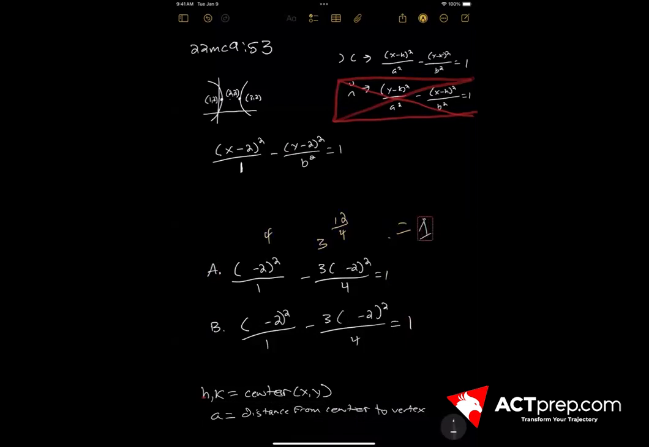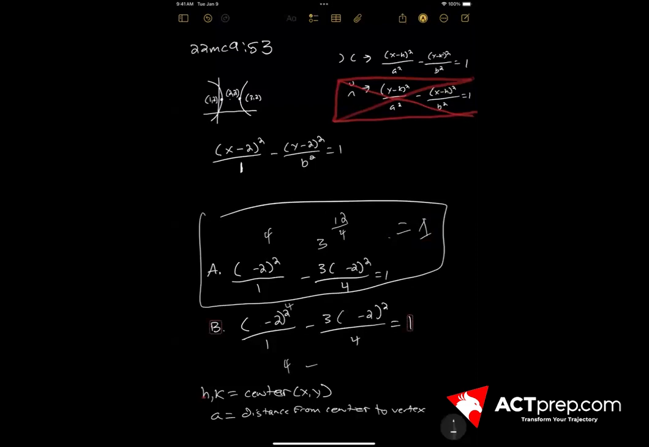So answer A is true. We don't really need to solve for answer B, but we will just so that you see that it is not going to come out to a positive 1. So negative 2 squared is going to be 4, divided by 1 is still just 4. Minus 2 squared is 4, times 3 is 12. Oh, so the denominator in B should be 3 there. 12 divided by 3 is going to be 4. 4 minus 4 is 0, and therefore B does not come out to be true, and our answer is A.